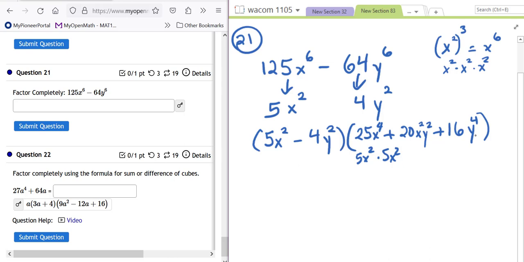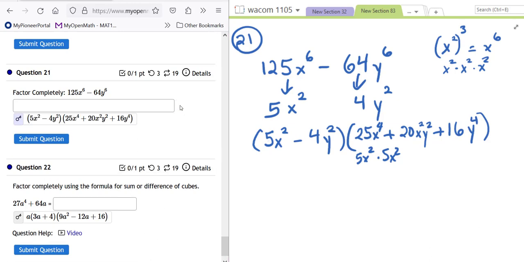This won't do more. This I was a little worried if it would do more, but the 5 makes it not do more because it could go to squares there if that was a different number. So let's look and check this one. So 5x squared minus 4y squared, and we're good there. All right, so we finished this whole section.